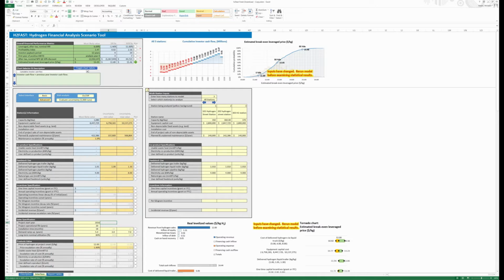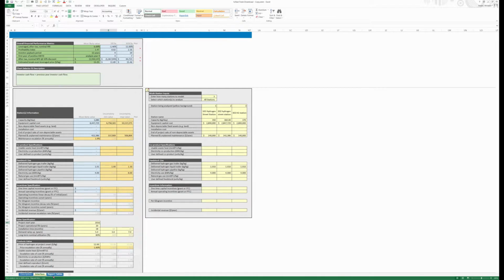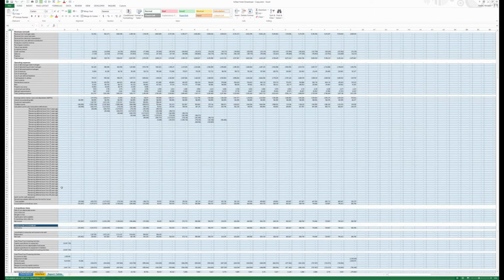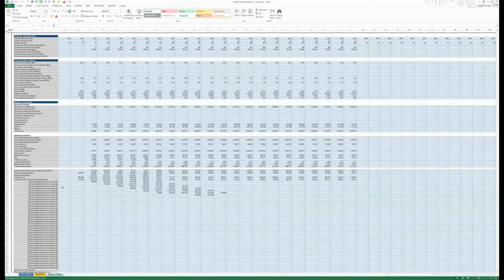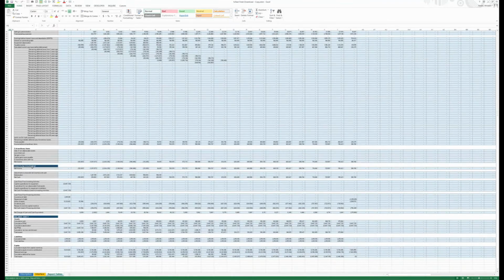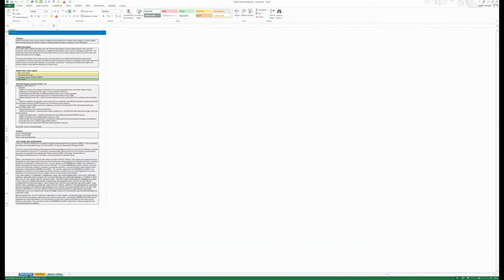One more thing I just want to mention real quick. If you go to the report tables, if anybody wants to really look at the numbers behind the analysis, you have the income statements listed here for each of the analysis years, cash flow statements, balance sheets.